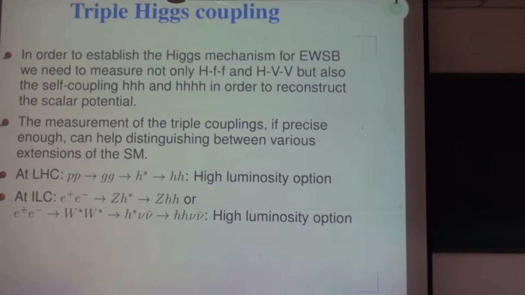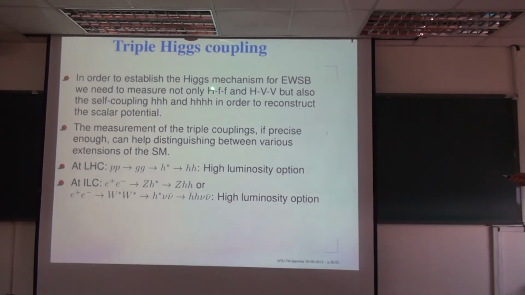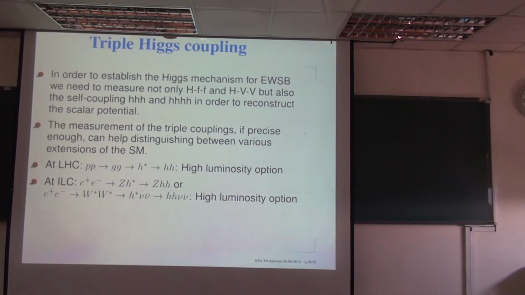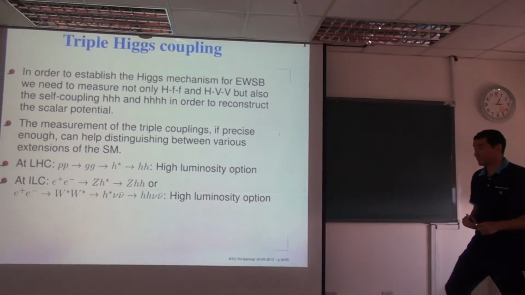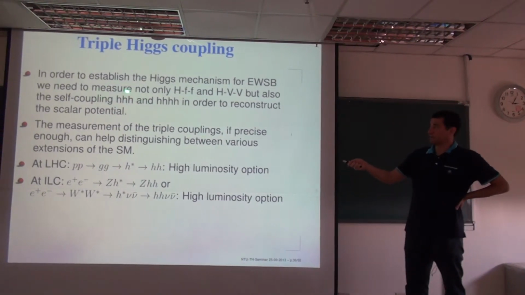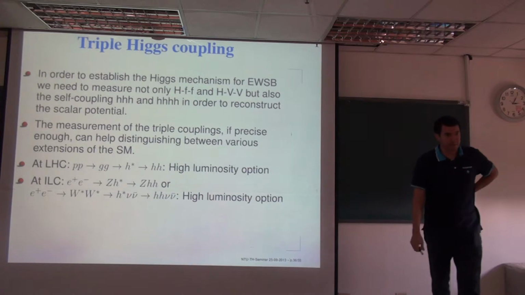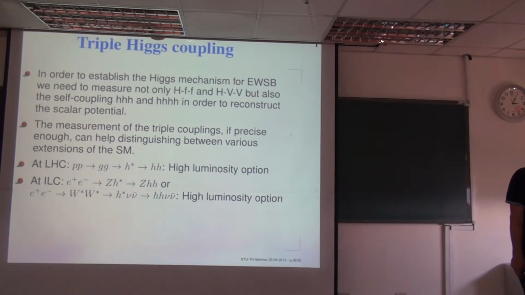So now I move to the triple Higgs coupling. We already know that at the LHC, CMS and ATLAS have measured some of those couplings, Higgs to fermion and Higgs to gauge boson. But in order to establish the Higgs mechanism as the correct one for electroweak symmetry breaking, we need to measure the triple coupling of the Higgs and also the quartic coupling of the Higgs.